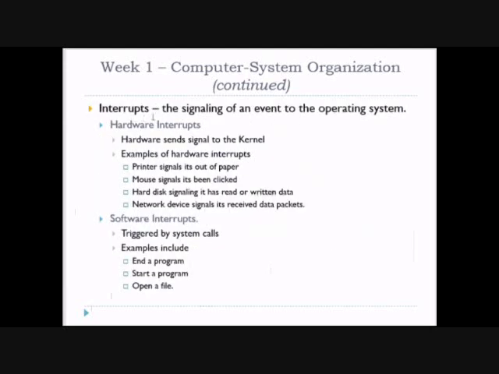So now we're going to talk about interrupts. There are hardware interrupts, which are examples such as the printer running out of paper, a mouse click, a hard disk signaling that it has read or written data, a network device signaling that it may have received or sent packets. So these are physical hardware occurrences that trigger interrupts, whereas software interrupts are triggered by system calls or software for the most part.